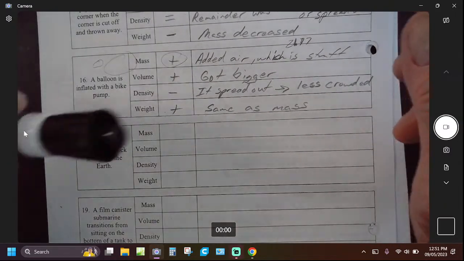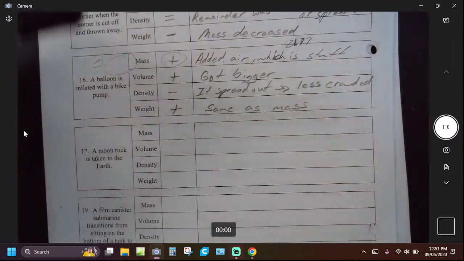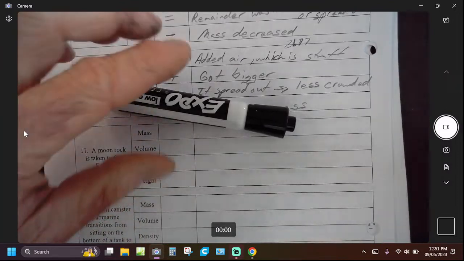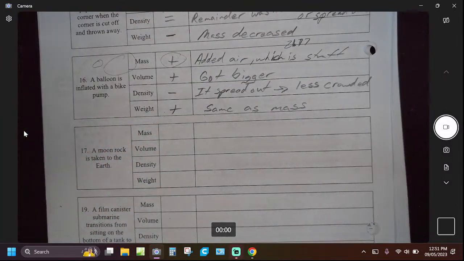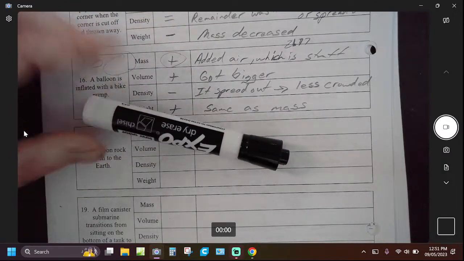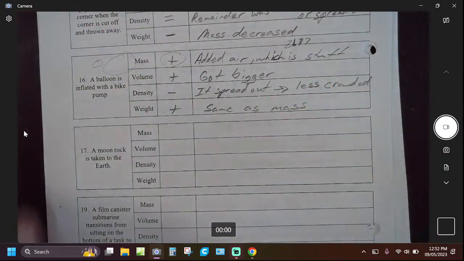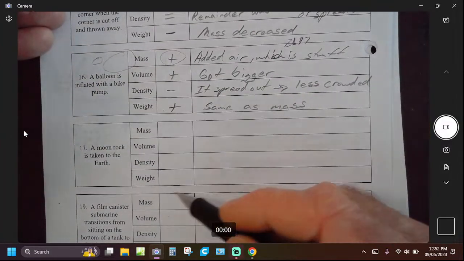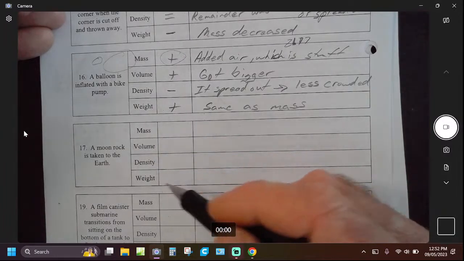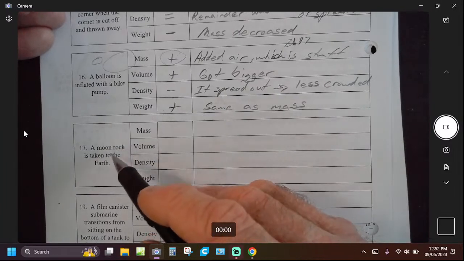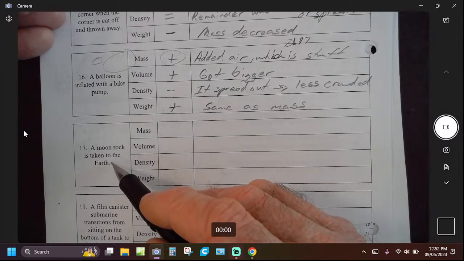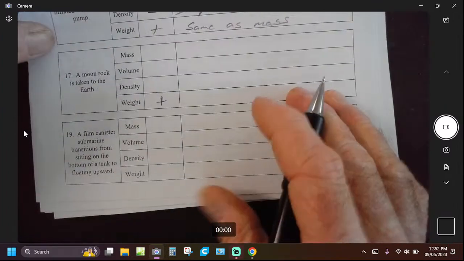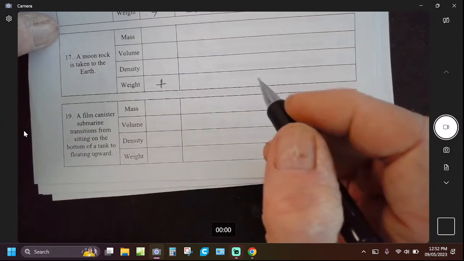I don't have a moon rock, but let's say this is the rock on the moon. I go to the moon, I pick it up, I bring it back to Earth, I set it down. This is what it looks like on the moon. This is what it looks like on Earth. Of all these things, what's going to change? The weight. What's going to happen to the weight when you take it from the moon to the Earth? It gets heavier. So the weight's going to increase. And why does it increase? Why does it weigh more on the Earth?